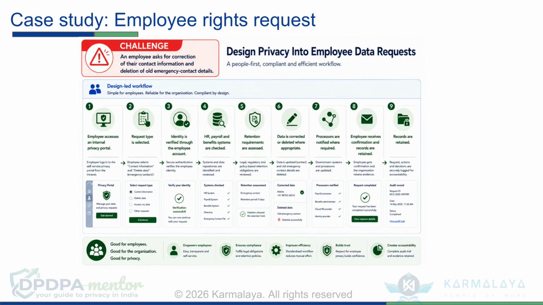The organization should distinguish between data that can be deleted and data that must be retained for applicable legal, employment, accounting, or operational reasons. The outcome should be communicated clearly. If part of the request cannot be fulfilled, the organization should explain the reason and provide the available grievance or escalation route. This example demonstrates why rights management requires data mapping, role ownership, and retention rules, not just a form.